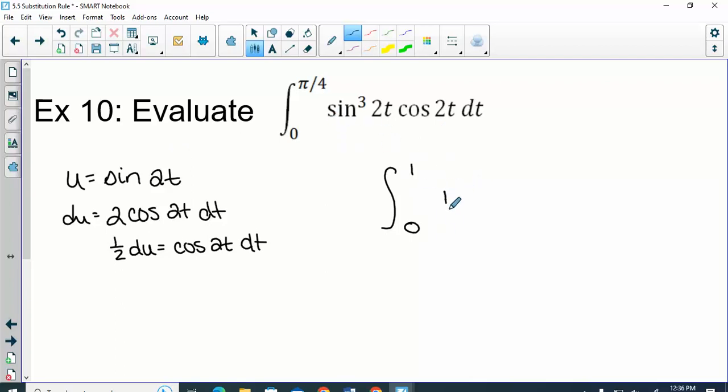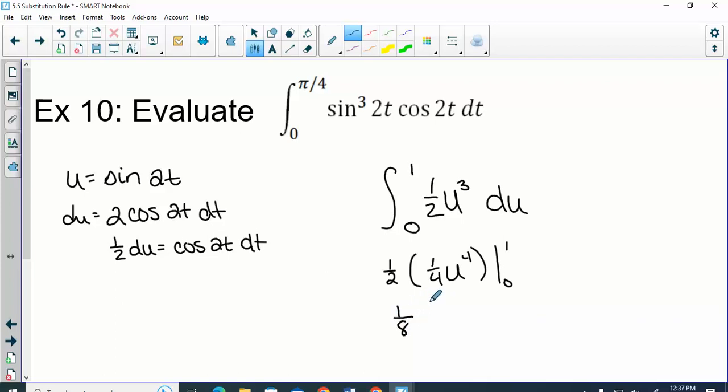Okay, sine of 2t becomes my u. That was cubed. The cosine 2t dt, that is 1/2 du. And I'm just going to put the 1/2 there in front. So antiderivative, we have the 1/2. Antiderivative of u cubed is 1/4 u to the 4th. So 1/2 times 1/4 is 1/8. 1/4 minus 0 to the 4th. I get 1.